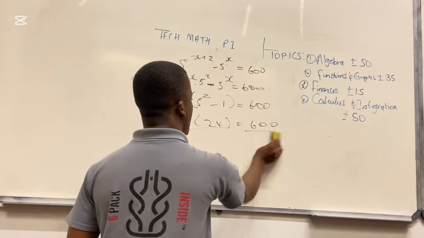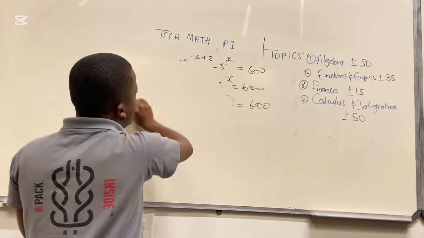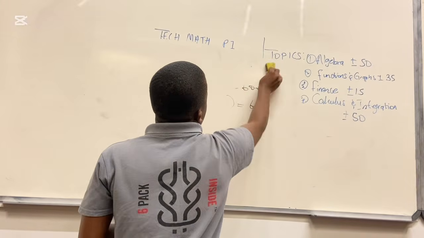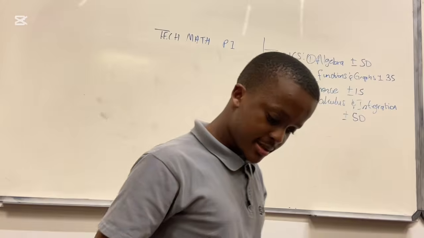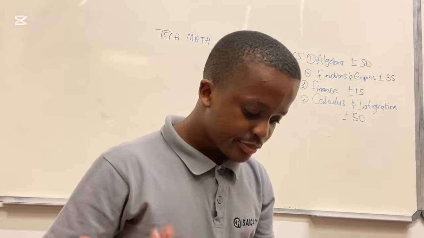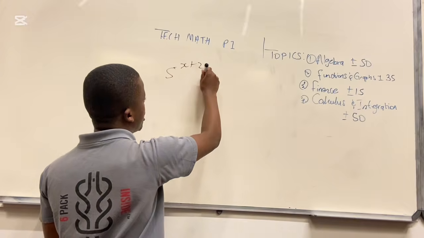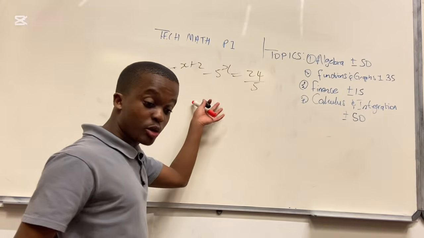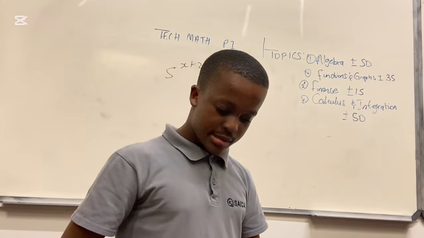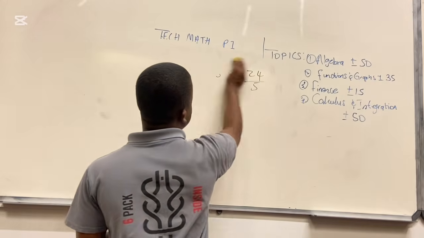And there are so many ways to kill a cat. So you can also apply your own method. This is mathematics. You can also try this one: 5 to the power of x plus 2 minus 5 to the power of x is 24 over 5. You can also try this on your own. Now we go to complex numbers. That is the last one.